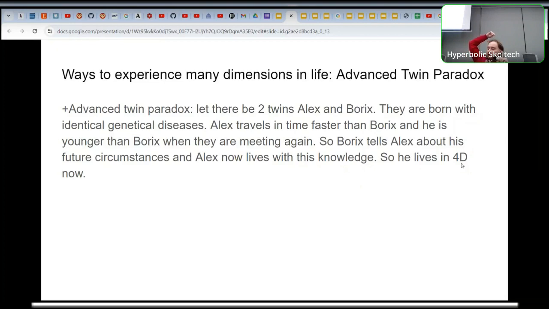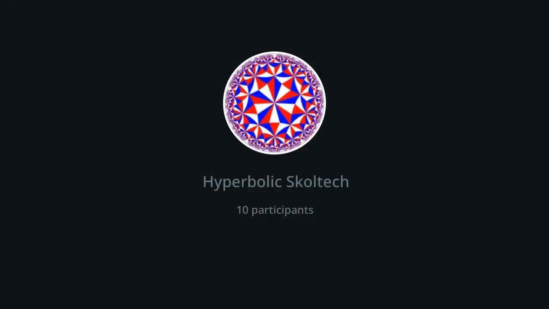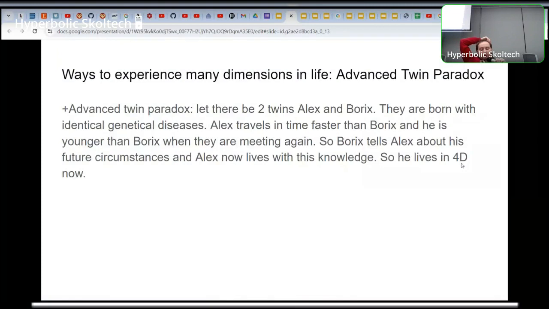The original twin paradox is when Alex and Borex are twins, and one is traveling faster across the timeline than the other. This was an imaginary experiment from relativistic theory in physics. And the advanced situation is when they are born with identical genetic diseases. So Borex is older for now. He tells Alex what will happen later with Alex, yeah? So Alex lives with knowledge of what will happen with him next. So this is some imaginary experiment, yeah?